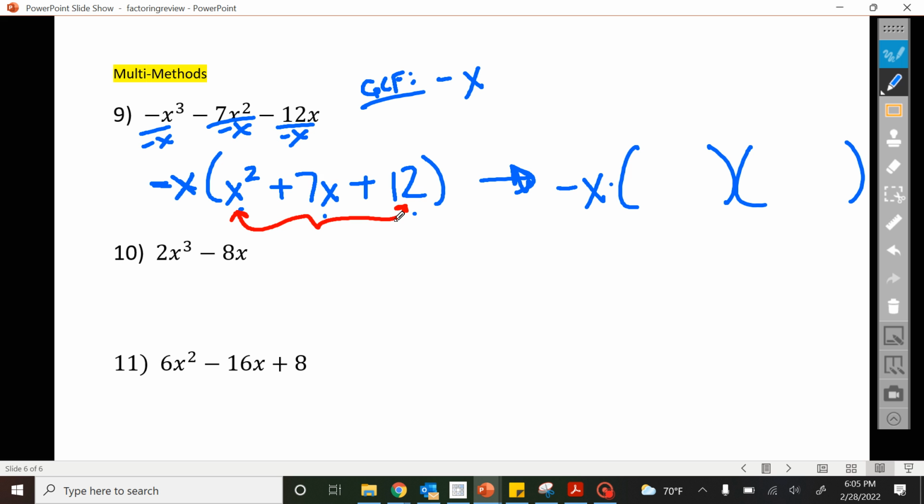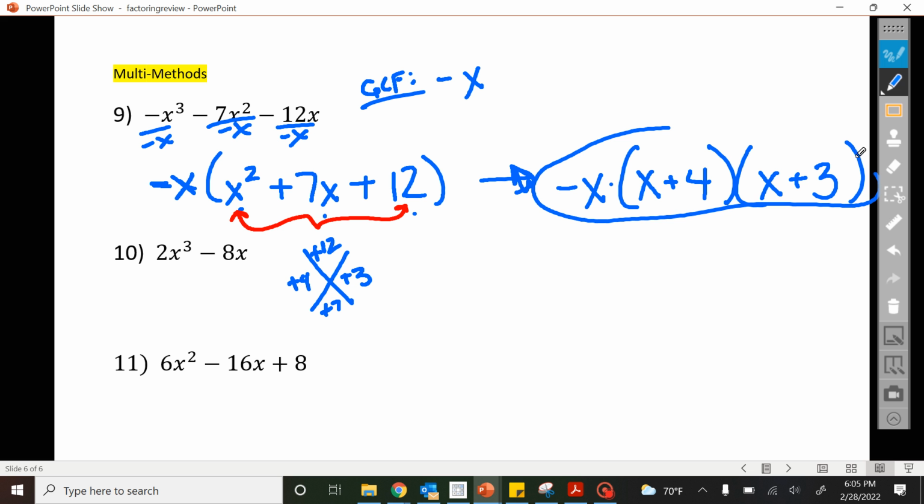So what we want to do is split this into its two factors. So positive 12, positive 7. And we can use the shortcut on this one because there's no number in front of the x squared. So I know both my factors here will start with x. The numbers I'm looking for need to multiply to 12 and add to 7. So that's positive 4 and positive 3. So one of my factors will be x plus 4. The other one will be x plus 3. And there is my factored form for number 9: negative x, x plus 4, x plus 3.